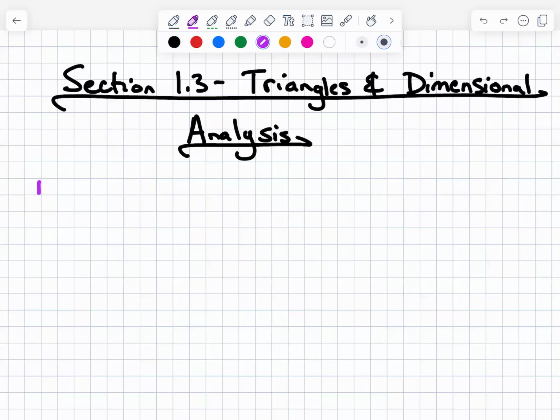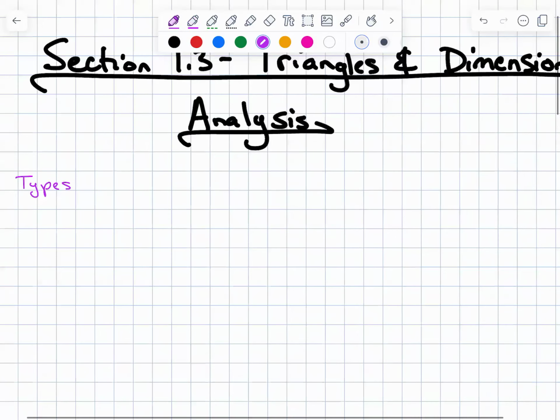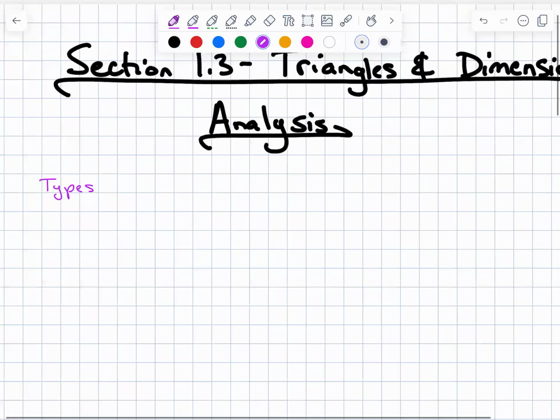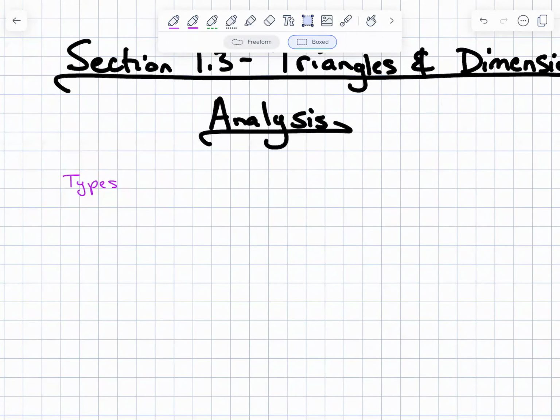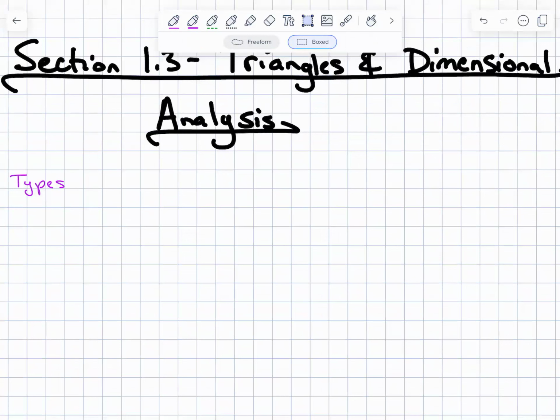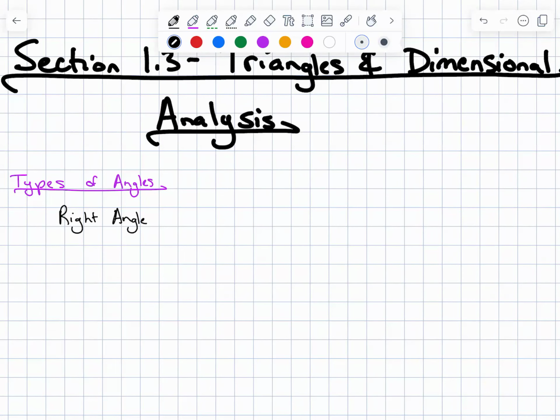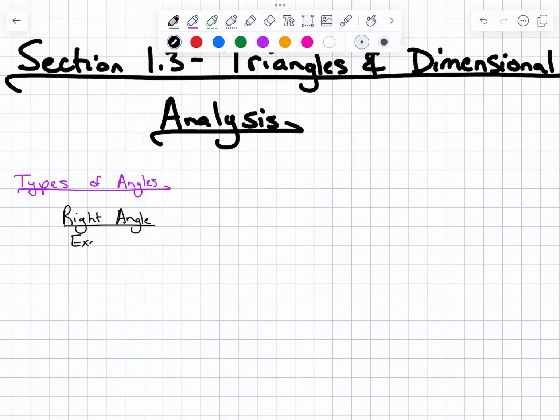So the first thing we're going to talk about, because it's kind of a preliminary concept, just so that we're all on the same page, are the types of angles. Let me zoom in just a smidgen. So types of angles. There are three types of angles. There is, of course, the right angle, which is exactly 90 degrees. Or if you want to study trigonometry, you might say in radians, pi over 2.